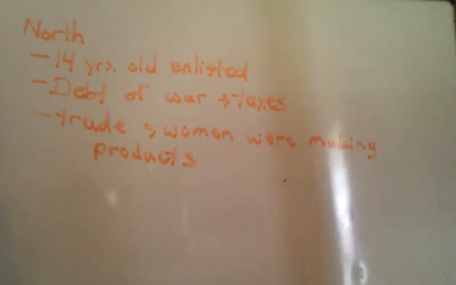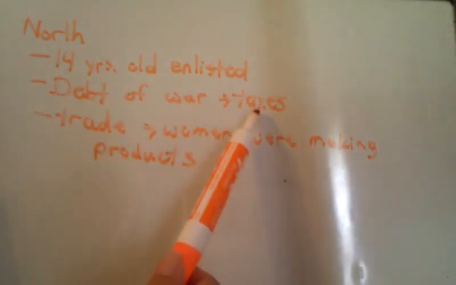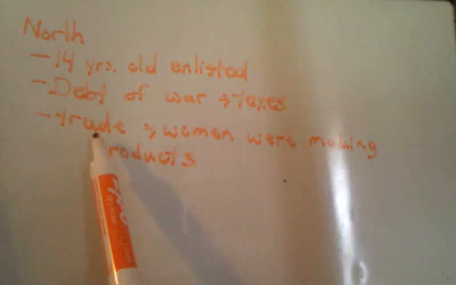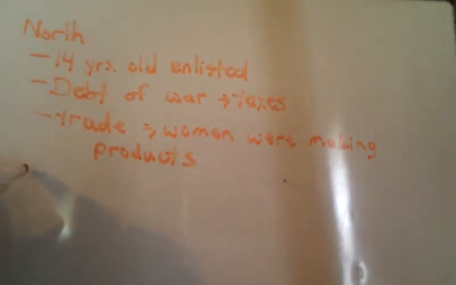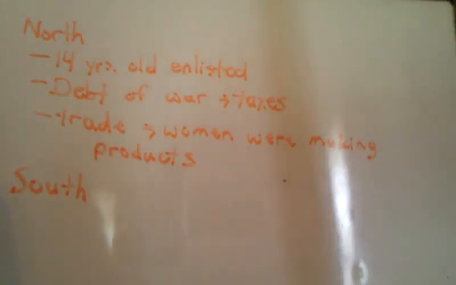Okay, so we said the effects of the war on the North: they were enlisting younger and younger, the debt of the war created taxes, and they were still able to trade. The women were making the products, so the women were starting to go to work now. Instead of staying at home, they had to go get a job to support themselves and their family because their husbands were at war. Now let's talk about the South.